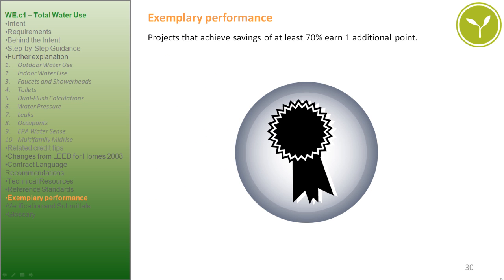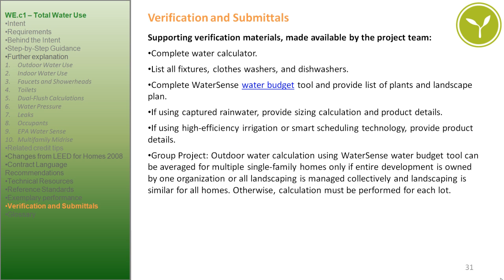Exemplary Performance. Projects that achieve savings of at least 70% earn 1 additional point. Verification and Submittals. Supporting verification materials made available by the project team: Complete Water Calculator, listing all fixtures, clothes washers, and dishwashers. Complete WaterSense Water Budget Tool and provide list of plants and landscape plan. If using captured rainwater, provide sizing calculation and product details. If using high-efficiency irrigation or smart scheduling technology, provide product details.